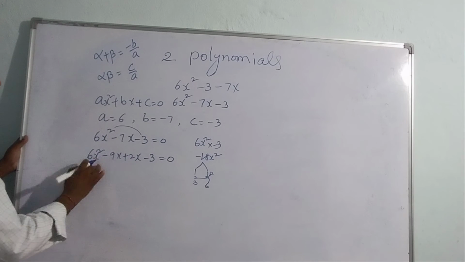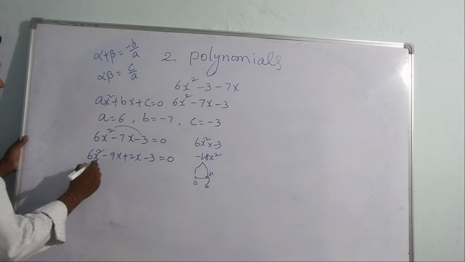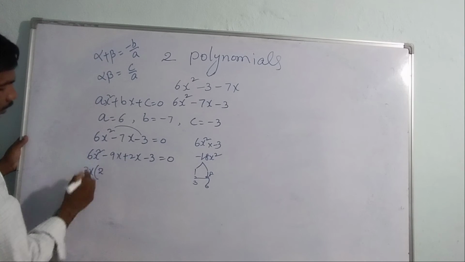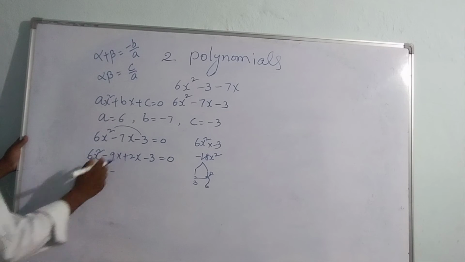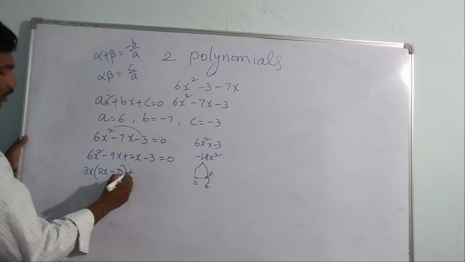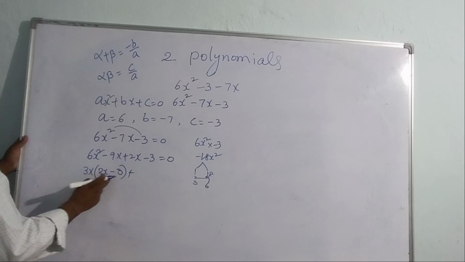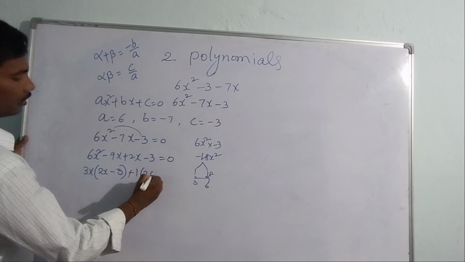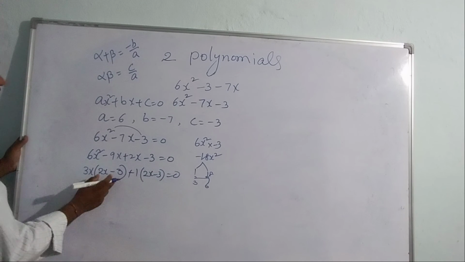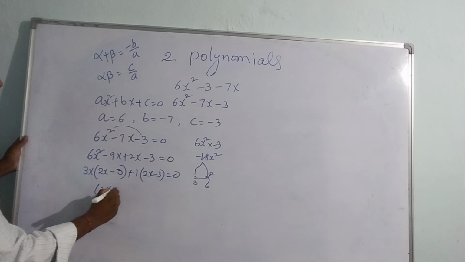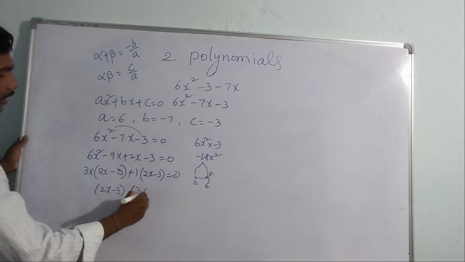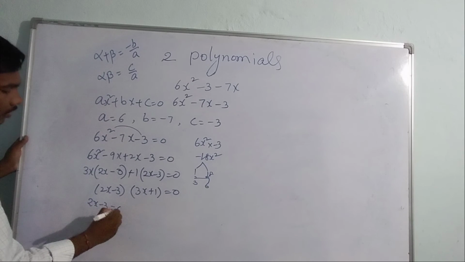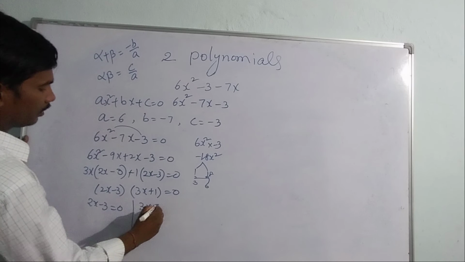And what is common in this? 3x. After taking 3x common, what is left? Here 2x is the left term and here 3. From this second part also, 2x minus 3 is there, so just take 1 as the common, there are no other common terms. So 2x minus 3 is common, and here remaining 3x plus 1 is equal to 0. 2x minus 3 is equal to 0, 3x plus 1 is equal to 0.